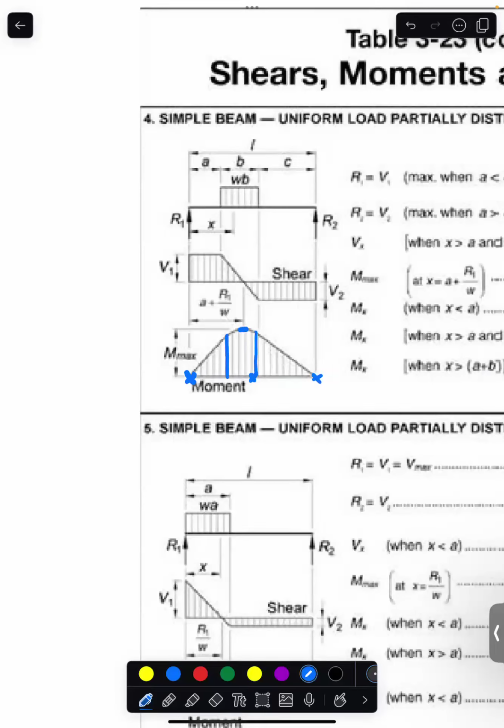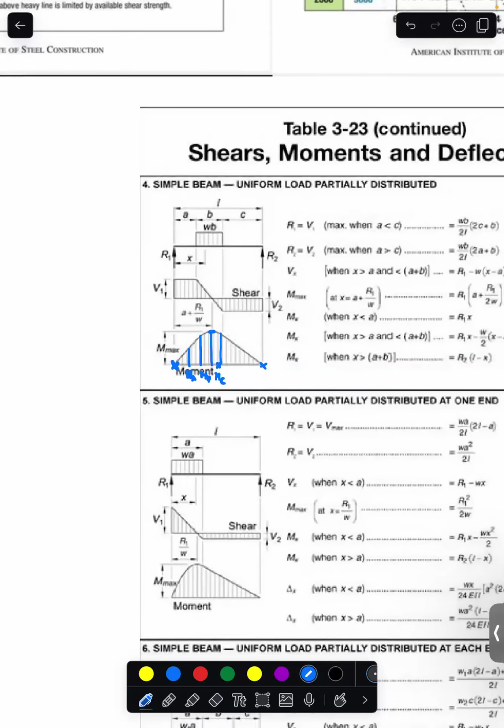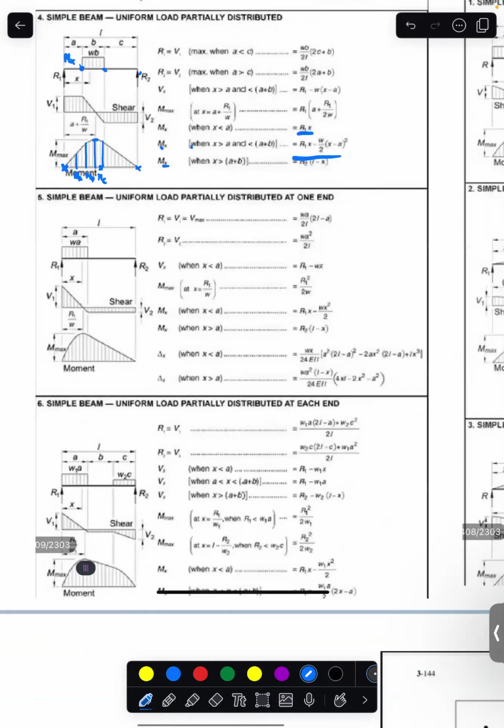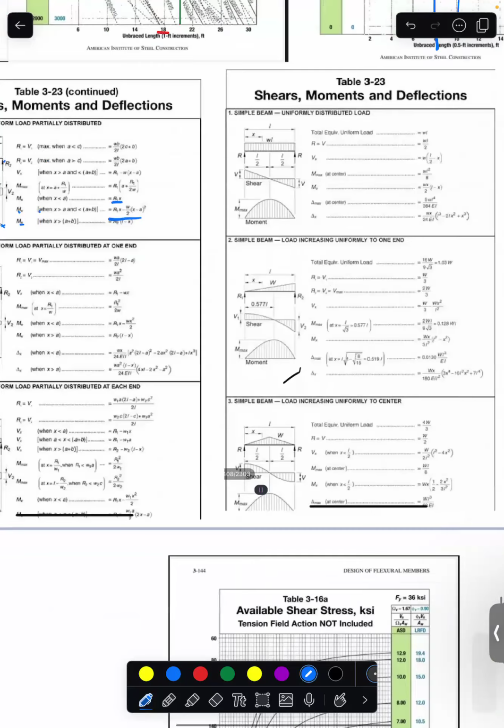So, meron kang M-max dito. Tapos meron kang MA, tapos meron kang MB, meron kang MC right here. So, ito yung MA mo, ito yung MB mo, ito yung MC mo, and so on. So, pwede mong magamit yung mga functions na ino-offer. So, meron kang MX if X is less than A, halimbawa, tapos ito yung MX na una, tapos itong pangalawa is from here to here, tapos ito is from here to there. So, yun yung ino-offer sa inyo.